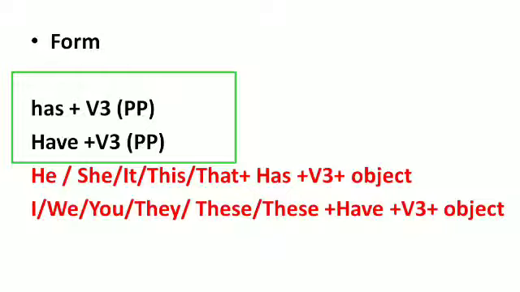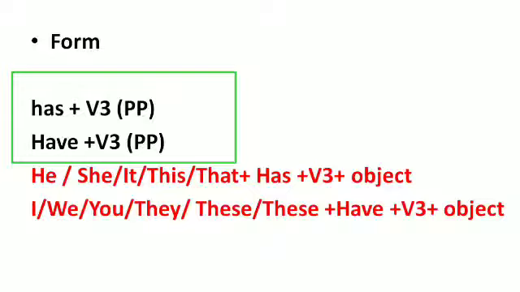Here you can see he, she, it, this, that, name of a person, name of a thing, likewise, plus has plus V3 plus object. Finally, we have to add an object. Then have will be used along with I and all of the other plural subjects in English. I, we, you, they, these, those, plus have plus V3 plus object. This will be the form of the present perfect tense in English.